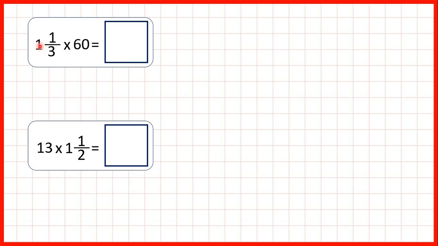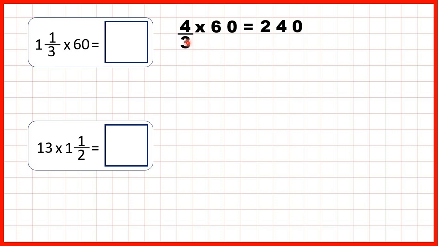Now let's try 1 1/3 times 60. We can change 1 1/3 to an improper fraction. 1 times 3 is 3, plus 1 is 4, so that's 4/3 as an improper fraction, and we're multiplying by 60, so we remember to only multiply the numerator and keep the denominator the same. 4 times 60 is 240. That's because 4 times 6 is 24, and if we have one end zero in a multiplication, we need one end zero in our answer.